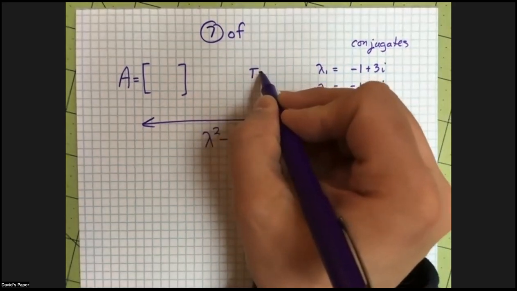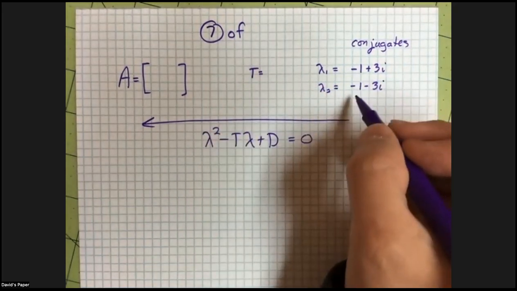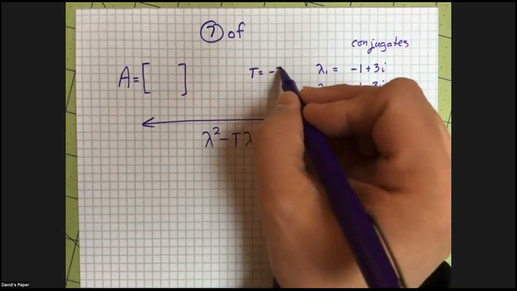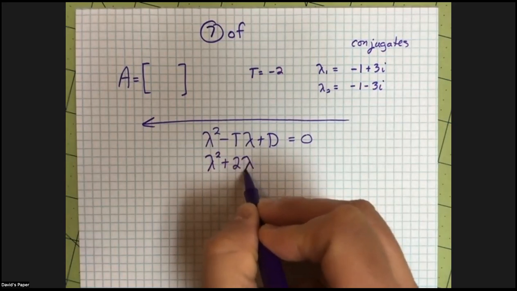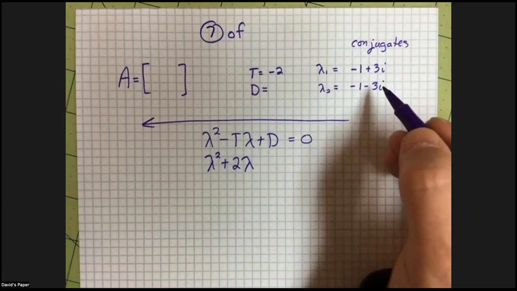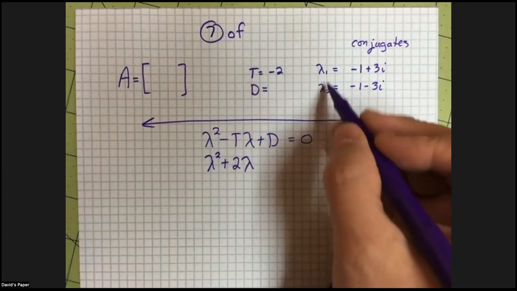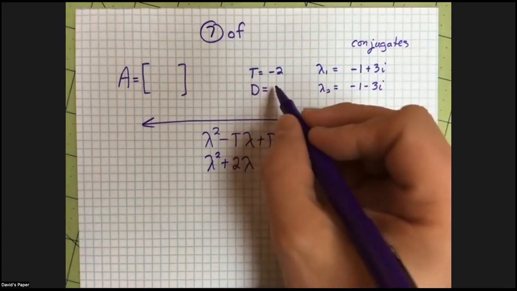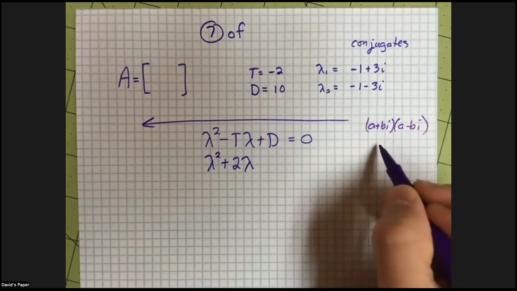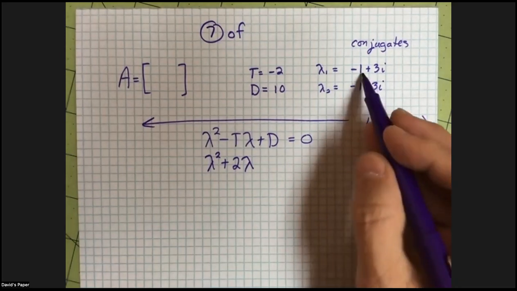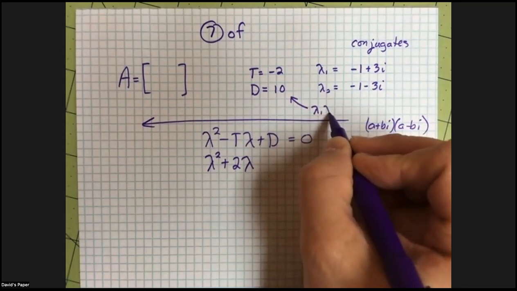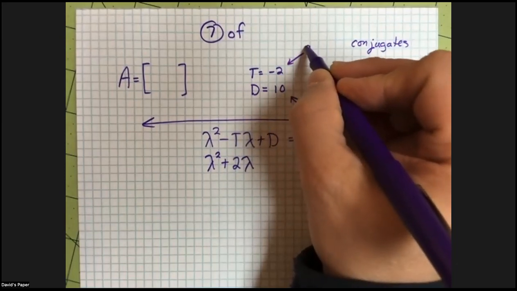What's the trace of the matrix I seek? Remember, trace is sum of eigenvalues. When you sum these, the imaginary parts sum to zero, I get minus two. What's the determinant of the matrix I seek? Well, it's the product of the two eigenvalues. And since these are conjugates, the product is easy. One plus nine is 10. Remember that trick, it's going to save your life. When you multiply A plus BI times A minus BI, you always get A squared plus B squared. 1 squared plus 3 squared, 1 plus 9 is 10. So remember this always, determinant is the product of the eigenvalues, trace is the sum of the eigenvalues.